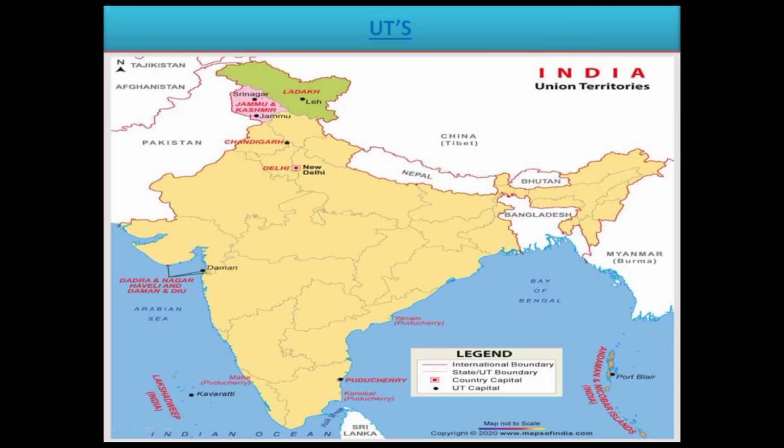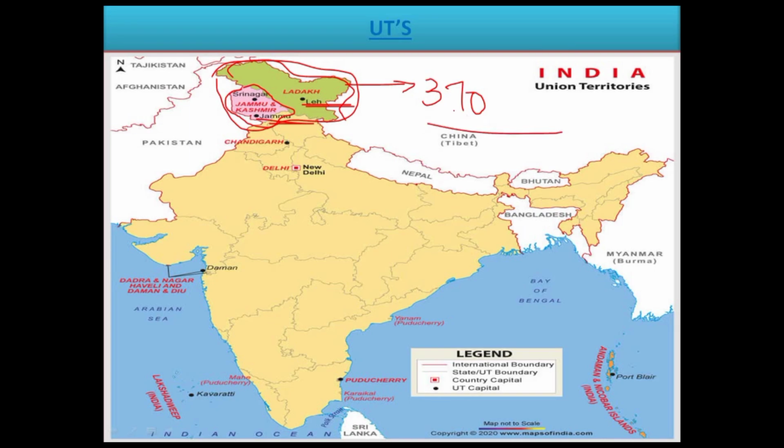See, this is Ladakh. This whole area is known as Ladakh, and its capital city is Leh. This province is called Jammu and Kashmir, and its capital is Jammu. Also, I want to note that Jammu and Kashmir was made a union territory after the removal of Article 370, which gave it a special status. After the removal of Article 370, it changed into a union territory.